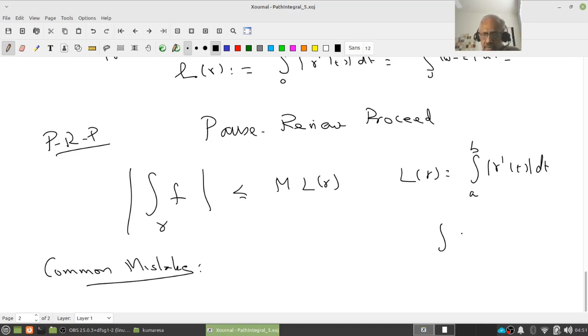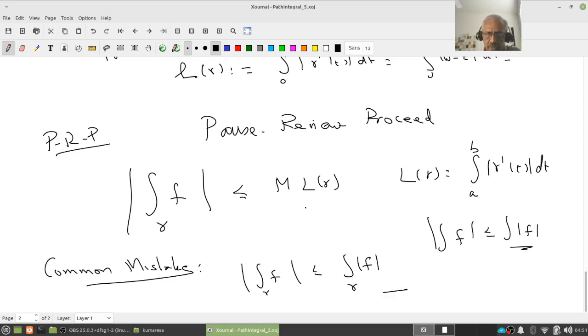We already know the modulus of the integral of f. We always think of the integral of mod f, right? So the common mistake many times students write is this. This is wrong.